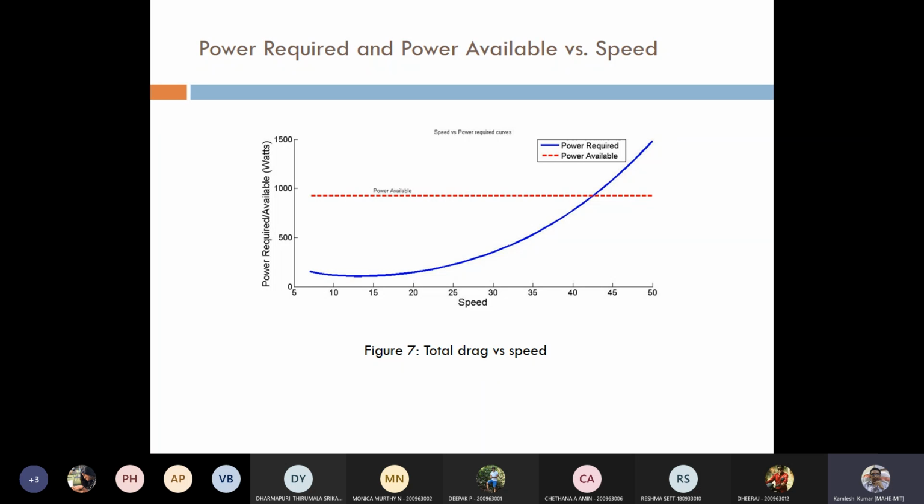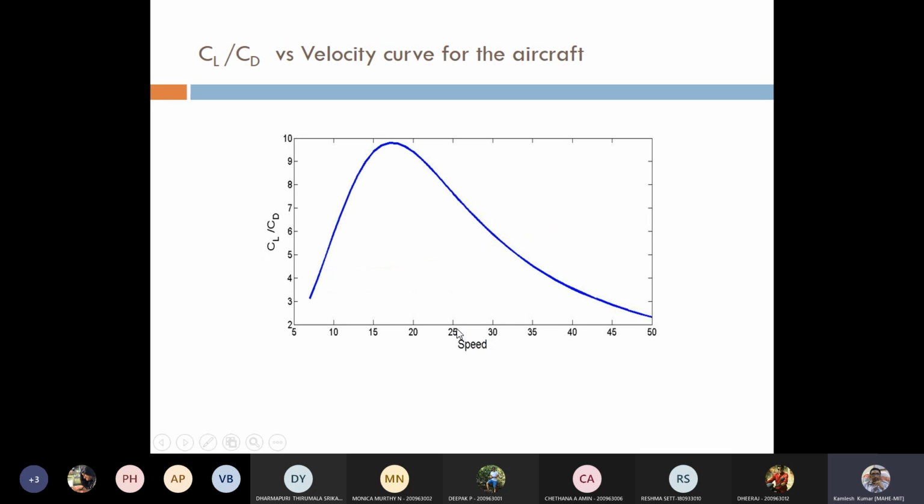That should be analyzed, and based on your motion, of course your drag is also going to affect. If you increase the speed, how is the drag going to increase? So that should be analyzed. So what is the recommended speed we should capture by looking at all the parameters?